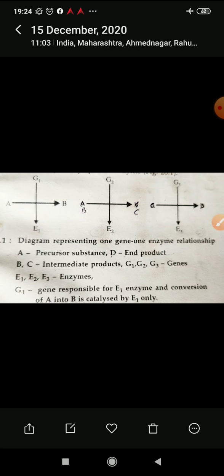All enzymes are proteins, that we know. Enzymes are also called functional proteins. Enzymes are necessary for biochemical reactions in the cells. Synthesis of enzymes is regulated by the genes, and how it happens, that we are going to study here.